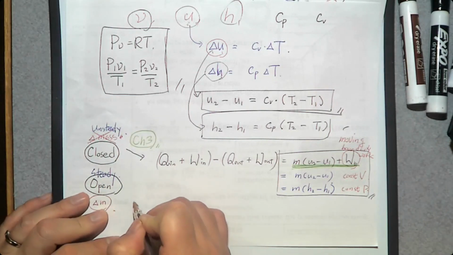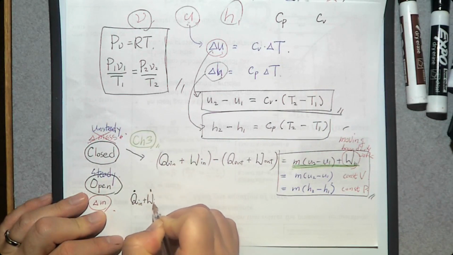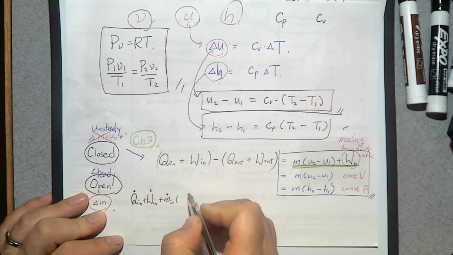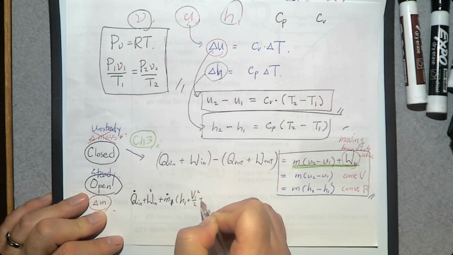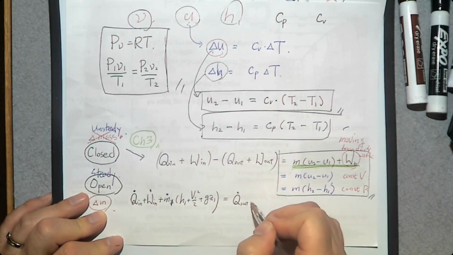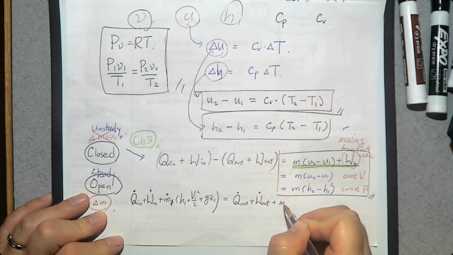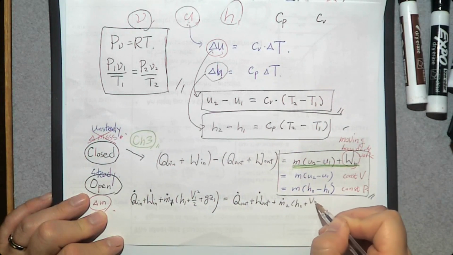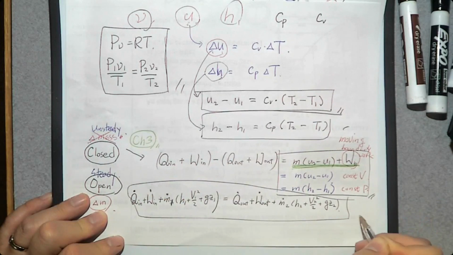The energy balance equation is going to be Q dot in plus W dot in plus m dot at the inlet, which I'm going to call number 1, times enthalpy, kinetic energy, and potential energy, equals Q dot out, the heat transfer rate coming out of the system, plus the energy transfer by work out of the system per unit time, plus m dot at the exit, number 2, times H2 plus kinetic energy at the exit plus potential energy at the exit. So this is the energy balance equation for an open system.